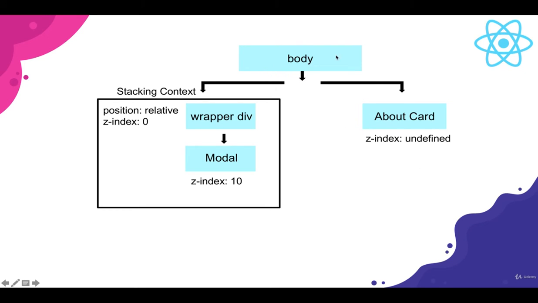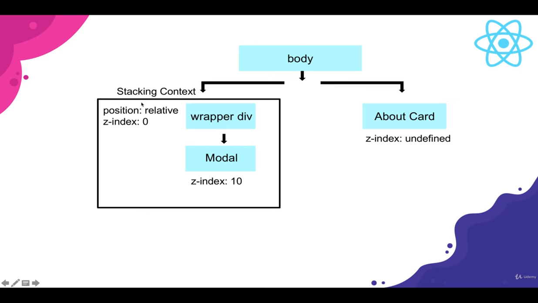So we have our body element at the very top. We have the About card with the z-index of undefined. And we now have something called the wrapper element right here that has position of relative and z-index of 0. And as a child to it, our modal with a z-index of 10. So you see, here's the issue. Whenever we place a div with a position of relative and a z-index of, well, some defined value, even if it is 0, it creates something called a stacking context.